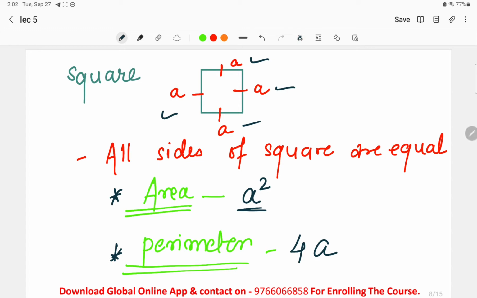So what will we take here? Perimeter is equal to 4A. This is the formula that we have to keep in mind regarding the square. In a square, the first thing is that all the sides of the square are equal. The second thing is the area of the square and the third is the perimeter of the square. These are the three formulas. In examination they can directly ask you what is the perimeter or what is the area of a square, so at that time you must know the formulas.